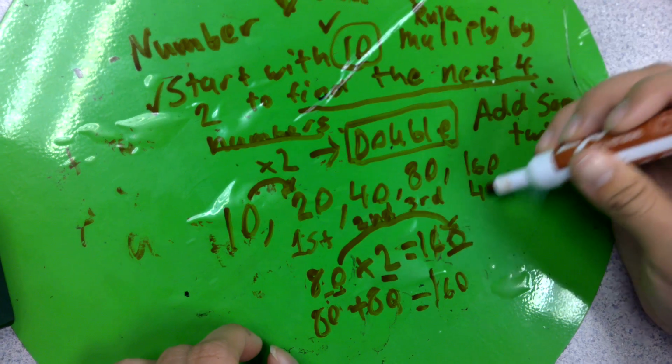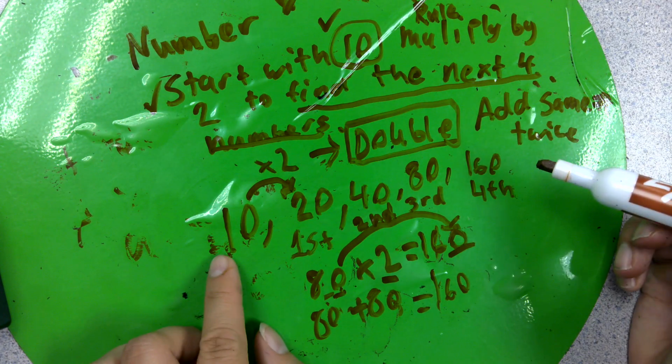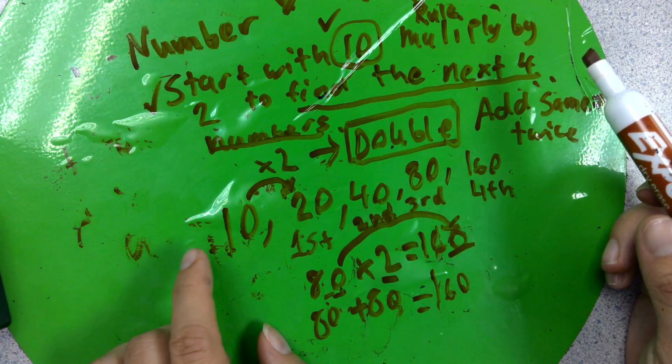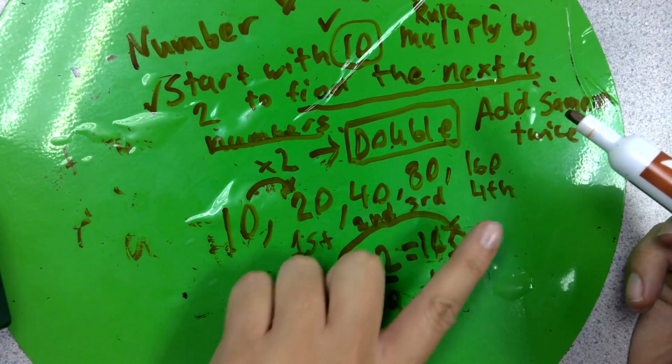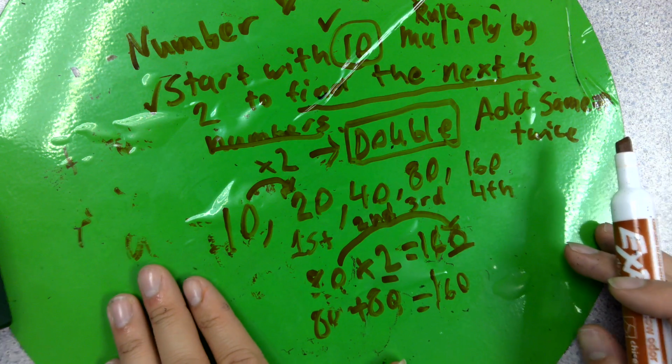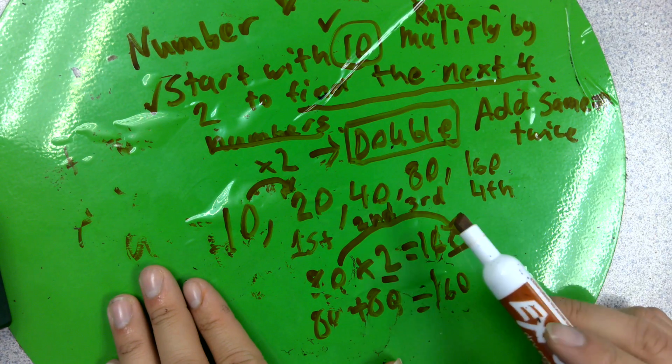So to show the number pattern, since it starts with 10 and doubles, or multiplies by 2, it goes from 10 to 20 to 40 to 80 to 160, I should say. So it keeps on doubling.